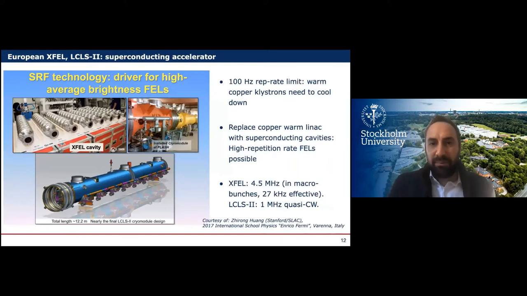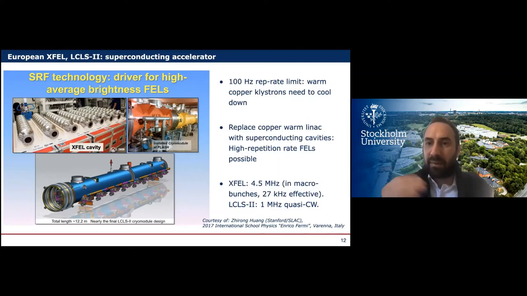Another technological jump that has been done recently, because now it's operating and my group has been one of the first to use it, is the European XFEL in Hamburg, and also LCLS-II, the upgrade to LCLS in Stanford, will see this. We go from the warm copper LINAC, which has so-called klystrons, the objects that accelerate the electrons close to the speed of light. Instead of making them out of copper, which you need to cool down and cannot run very fast, you make them out of a superconductor. In this way, you can ramp up the repetition rate from typically 100 Hertz, which is what the normal LINAC operates at, up to megahertz.